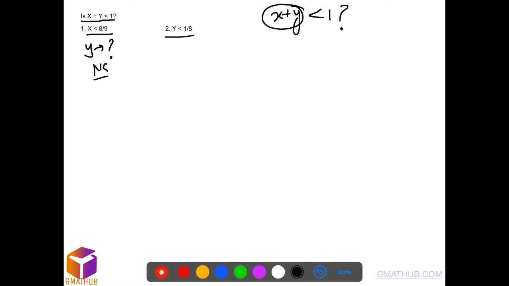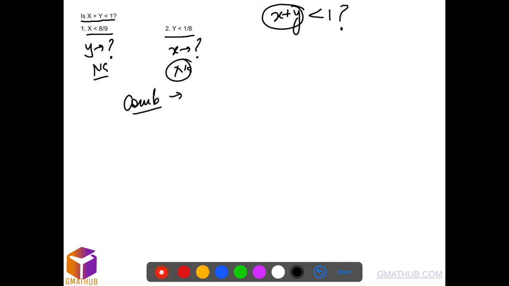Let's see this question, x plus y. What we're concerned with is x plus y, is it less than 1? First statement tells me x is less than 8 by 9, doesn't tell me anything about y, not sufficient. Second statement tells me about y, doesn't tell me anything about x, not sufficient. Combine the two.